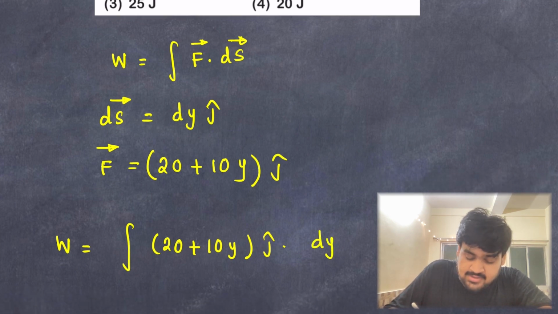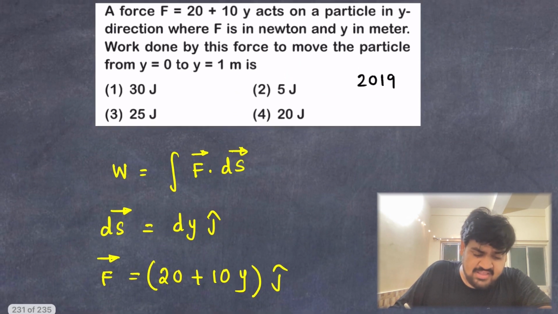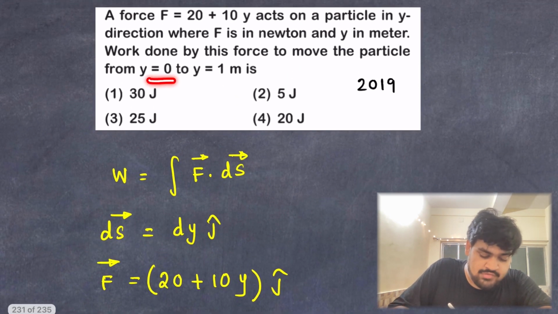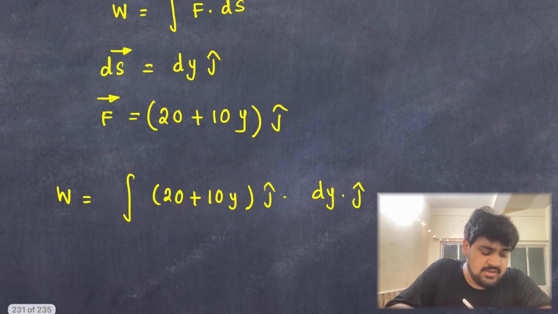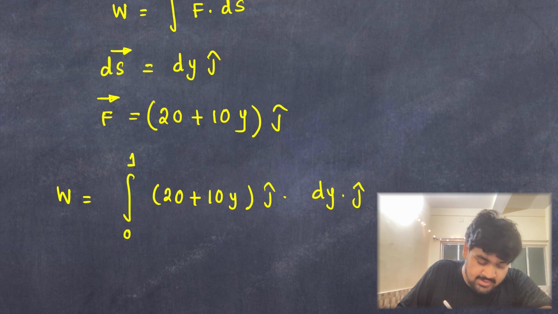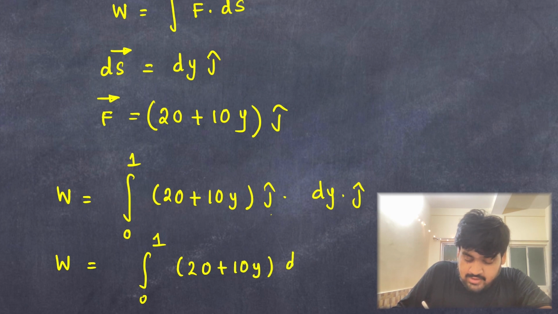dy j cap. Okay, and the particle is actually moving from y equal to 0 to y equal to 1, so that is quite obvious. The limit of this integral will be from 0 to 1. So over here the work done comes out to be the integration from 0 to 1. So over here j dot j is nothing but 1. You already know this. So that means (20 + 10y) dy.